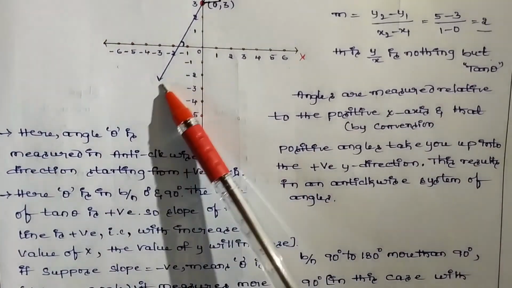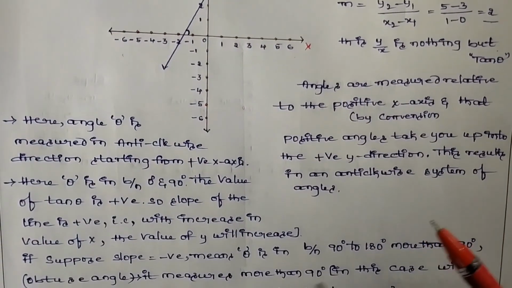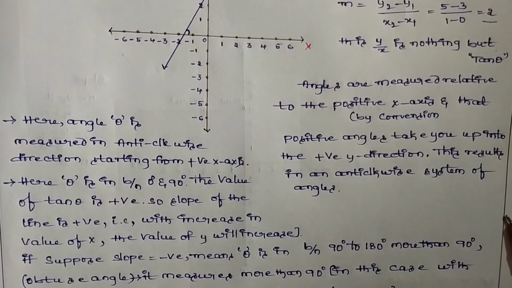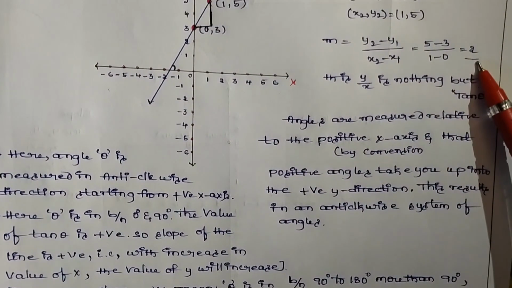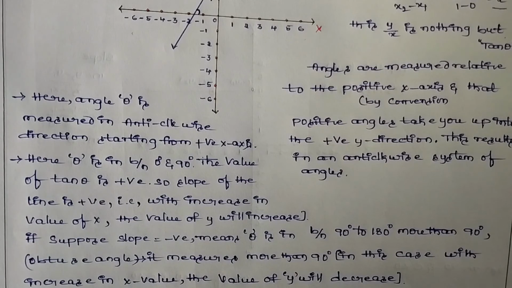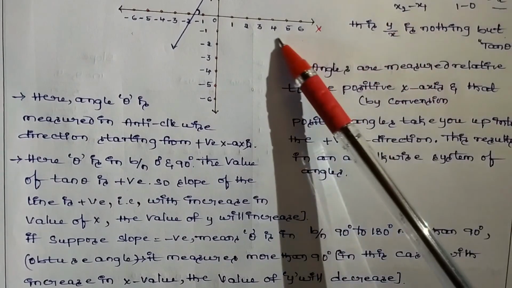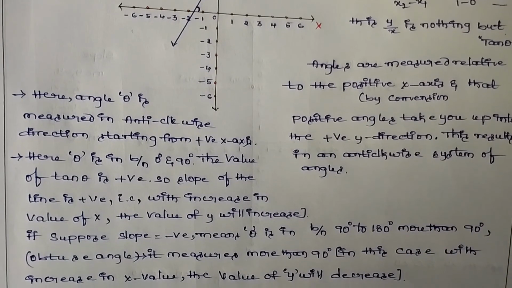Here also you can take like this. Here the angle is in between 0 and 90 degrees. The value of tan theta is positive. Already we did this. Positive slope means with increase in the value of x, the value of y will increase. If x value decreases, y value will decrease. Both are related to each other.